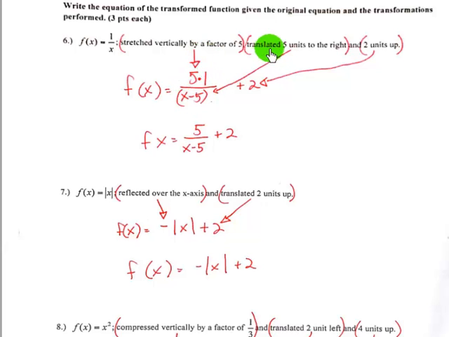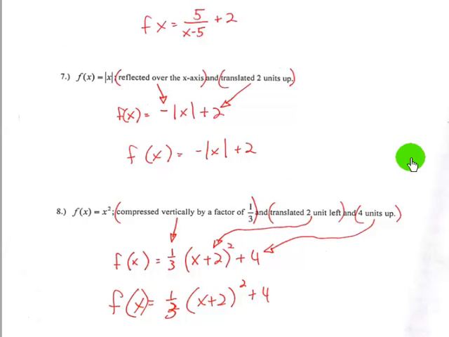Then you need to translate 5 units to the right. So inside the parentheses is going to be x minus 5. Then it's 2 units up, so you're going to add 2 outside the parentheses. When you put it all together, that should have parentheses around it, I apologize. That should be f of x equals 5, because you multiplied by 5, divided by x minus 5, which is translated 5 units to the right, plus 2, which is 2 units up.